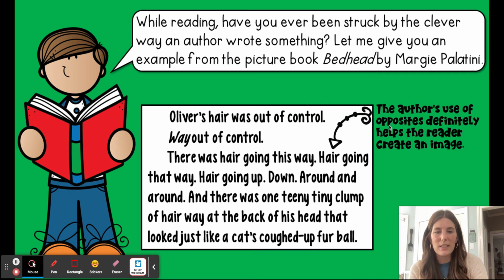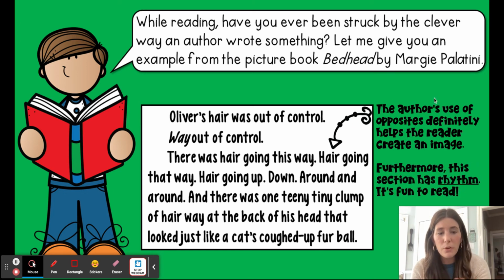Let's look at what example we see the author is using right here. The author's use of opposites definitely helps the reader create this image where it's saying hair went this way, up, down, around. We can really imagine what that hair is looking like. Furthermore, this section has a little bit of rhythm because it's fun to read. We have the hair going this way, hair going up, down, around, and we can see that kind of rhythm they're building here in their text.